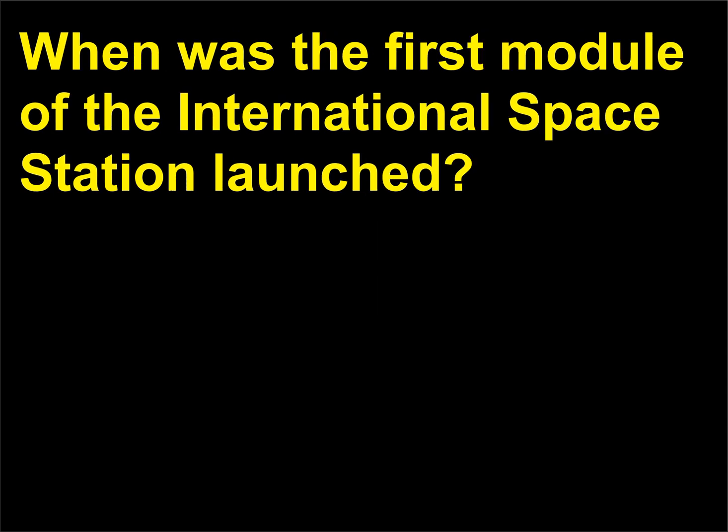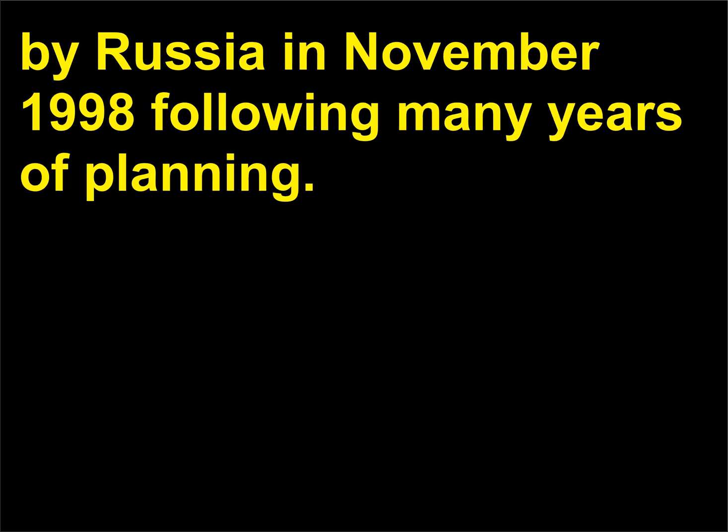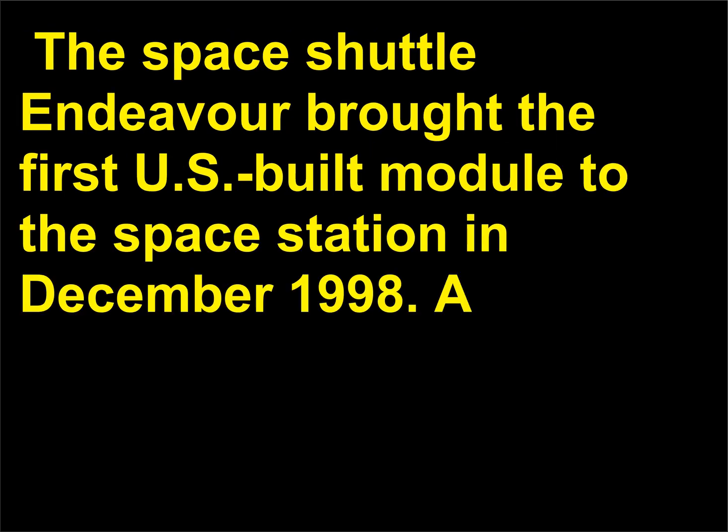When was the first module of the International Space Station launched? The first module of the International Space Station was launched by Russia in November 1998 following many years of planning. The Space Shuttle Endeavour brought the first U.S.-built module to the space station in December 1998.